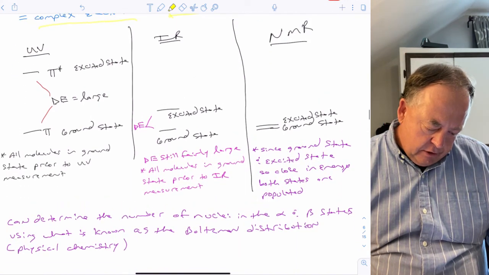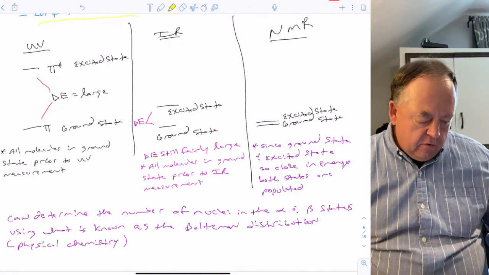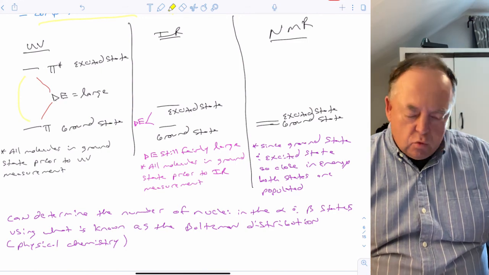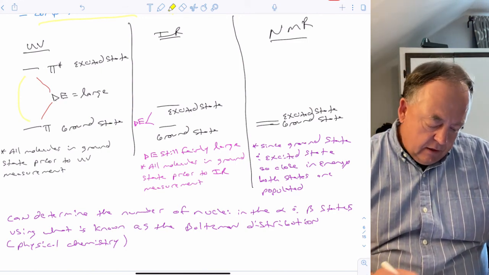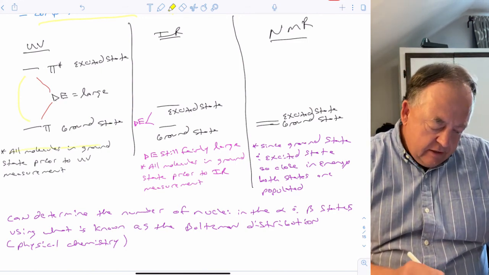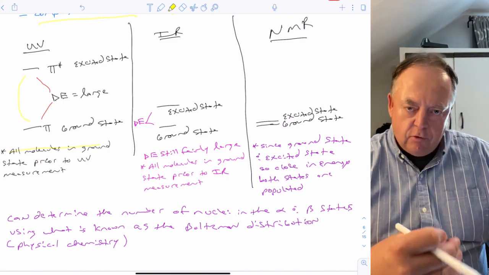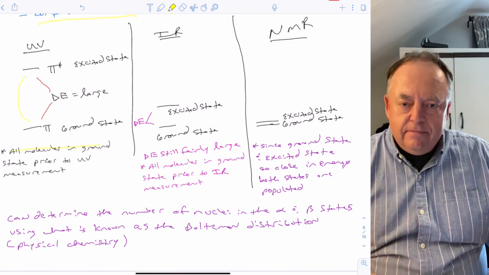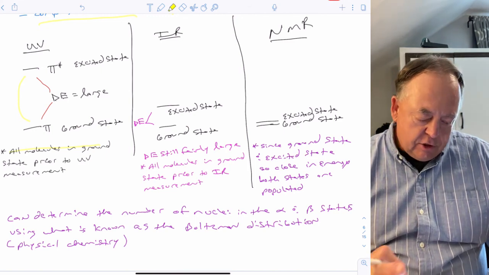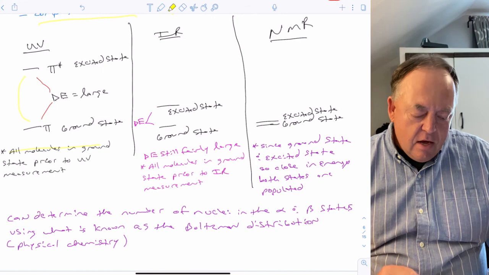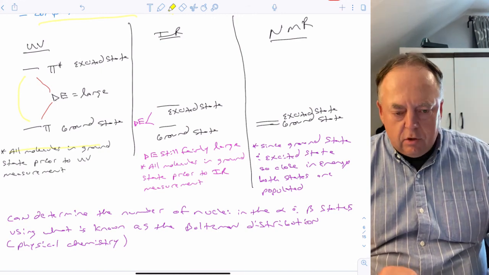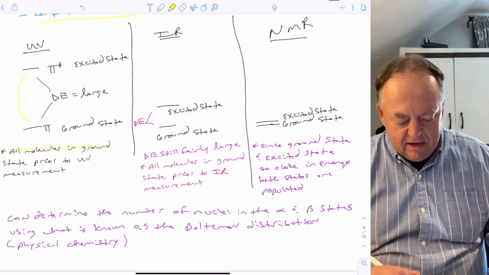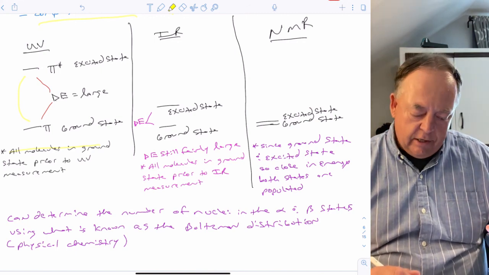So this just tries to put that in more of a graphical form. The energy difference between the pi and pi star is quite large for UV-vis, and so the significance of all of that is, because the energy difference between the excited state and ground state is so large, all of the molecules are in the ground state. Without shining the UV light on the molecule, none of the electrons are in pi star, they're all in pi. So that means every single molecule is available to absorb UV radiation.